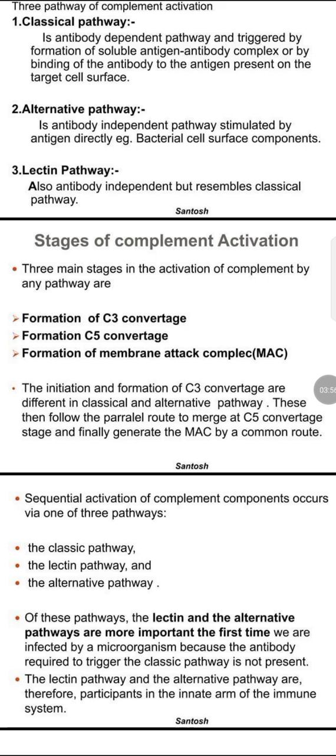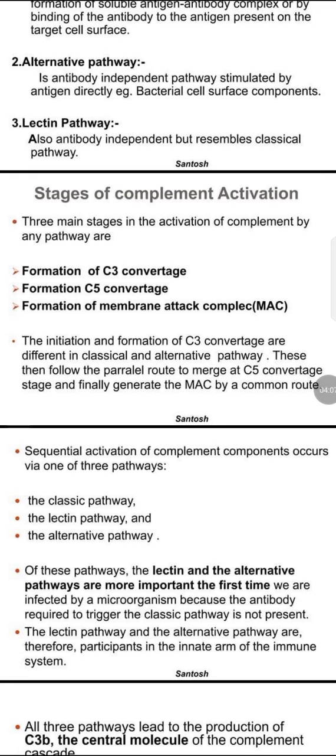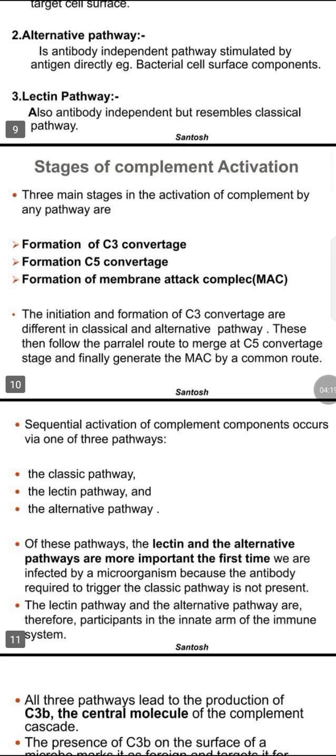Then the second one is the alternative. Alternative, we simply mean that it's the alternative of the classical pathway. There's no antibody used here. So no wonder they're saying it is an antibody independent pathway, which is stimulated by the antigens directly. So it can be bacterial surface components. Then we go to the lectin pathway, which is also a type of pathway that is antibody independent. This one is simply stimulated by the presence of mannose on the pathogen. This one gets activated.